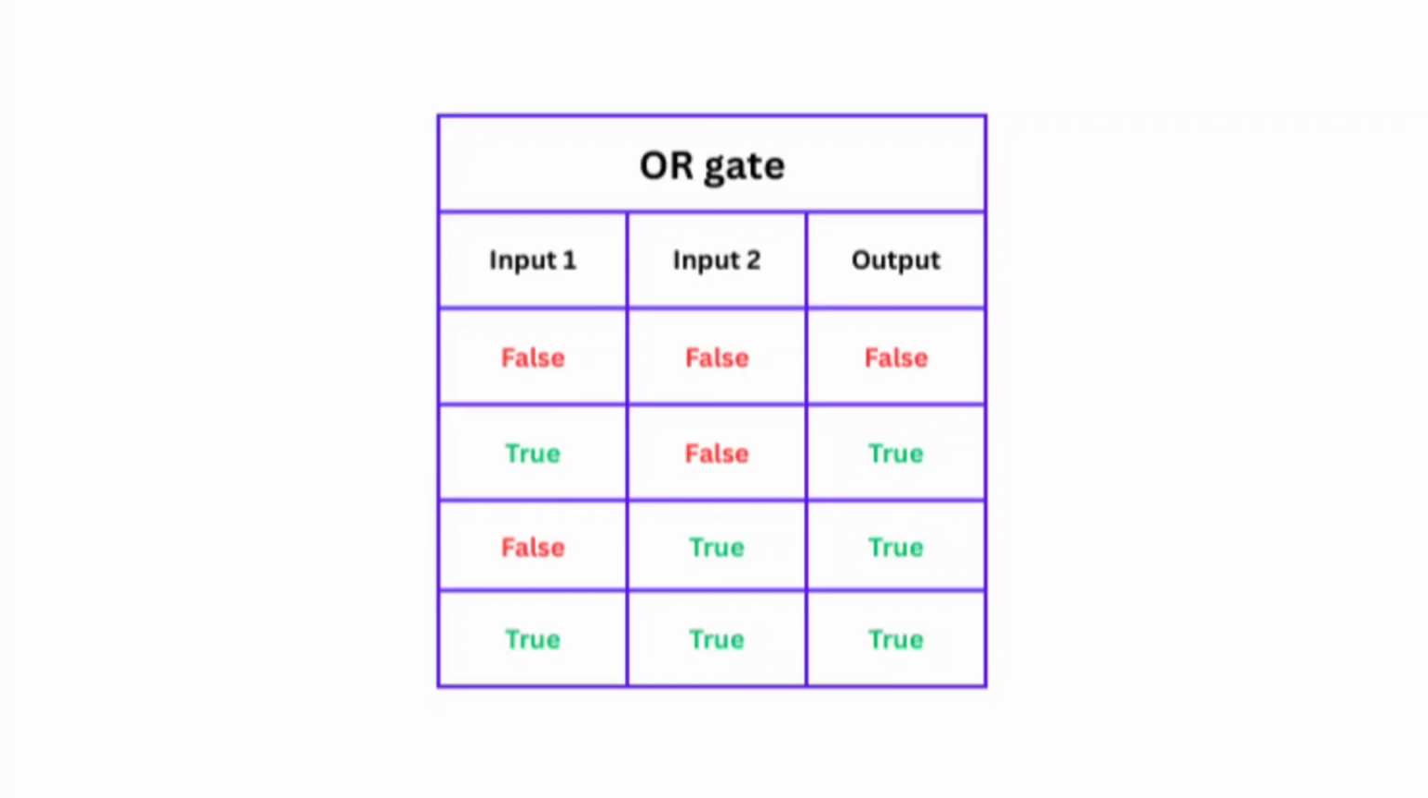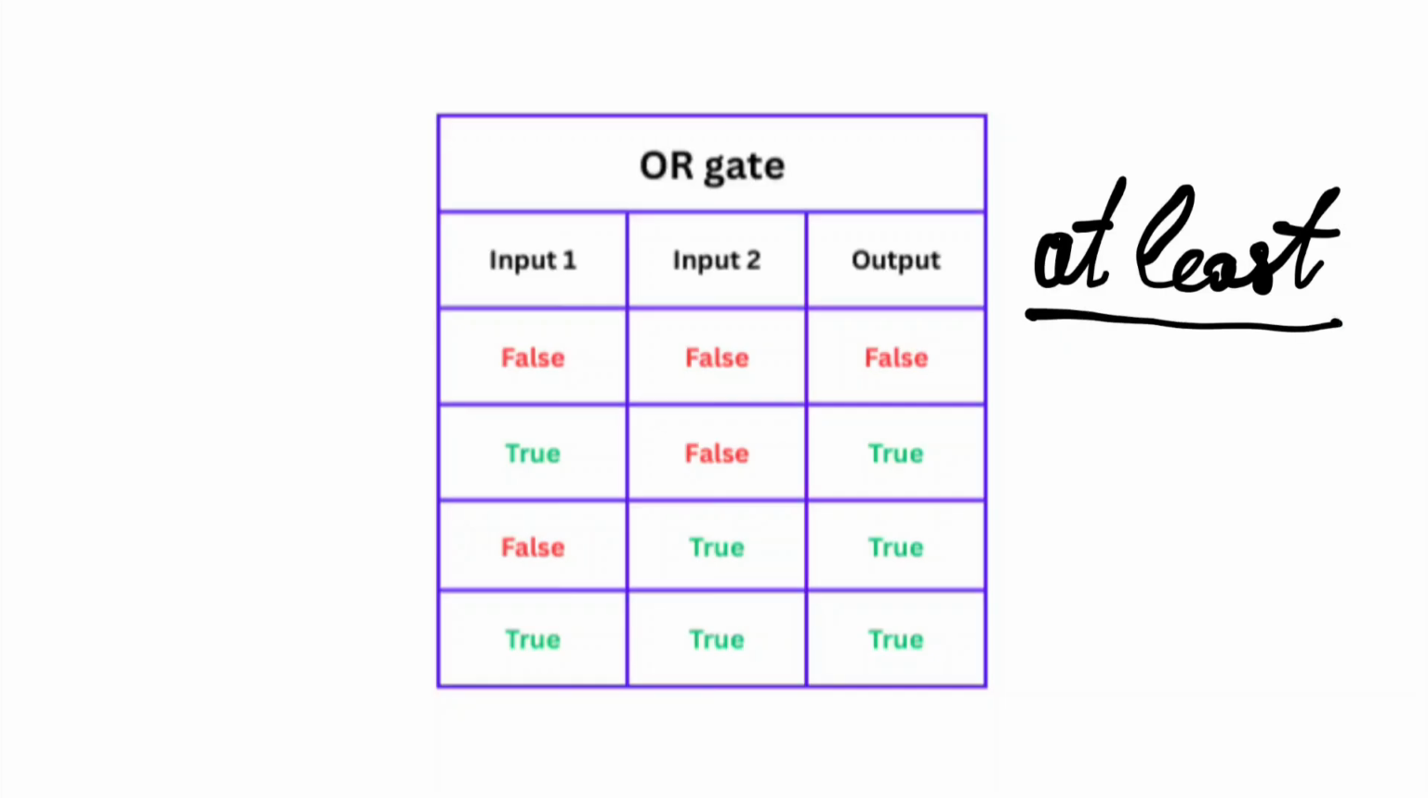Well, XOR stands for exclusive OR. To understand XOR, we first need to understand the OR gate. An OR gate, as its name suggests, gives a true output if at least one of the inputs is true. The key phrase here is "at least one."